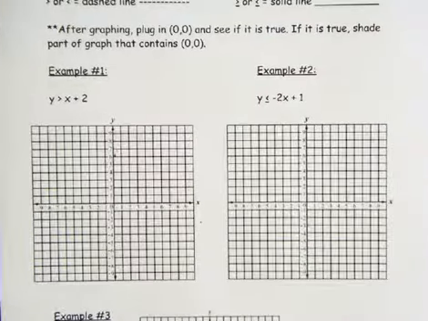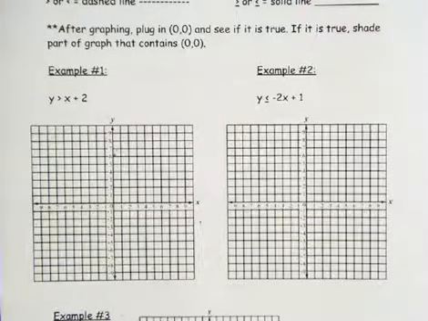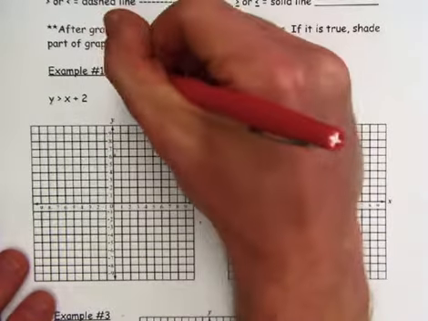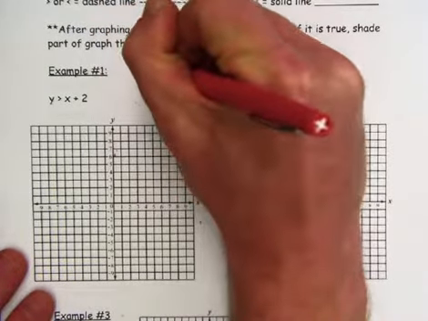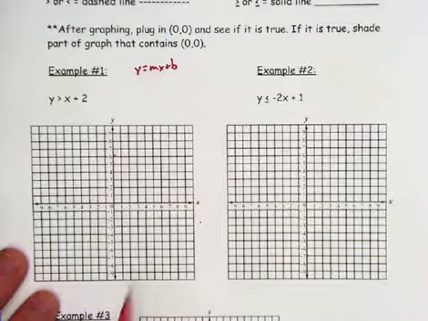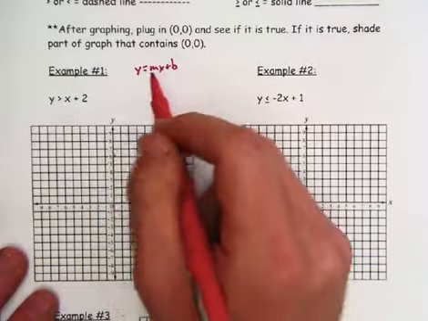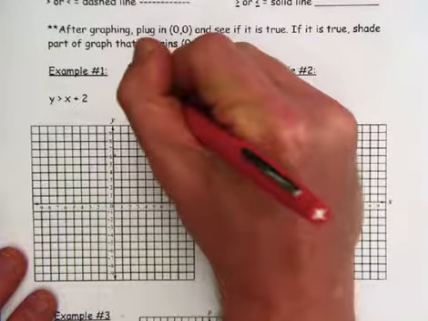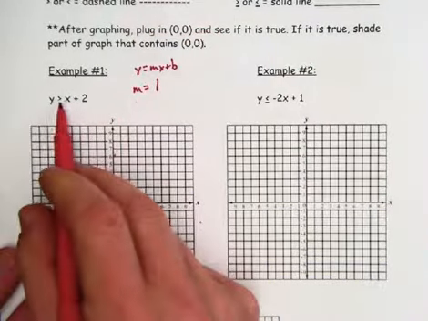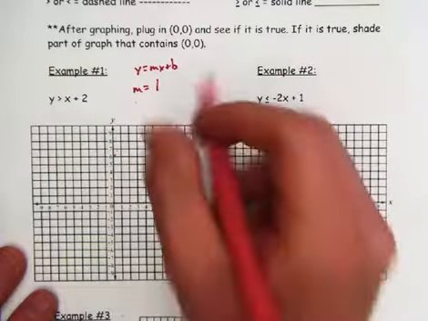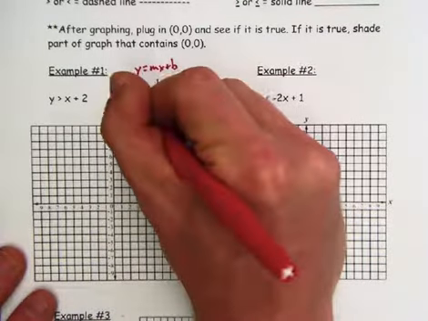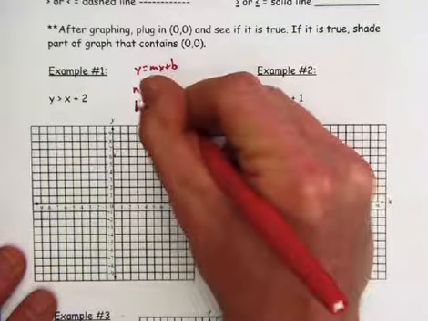All right, so example number 1, y is greater than x plus 2. Right? So the first thing we got to do is we need to graph it. We've got y equals mx plus b as our form, and this is in that form, even though it's an inequality. So our slope is 1 here. The coefficient on x is just 1, so our slope is 1, and the y-intercept is 2.